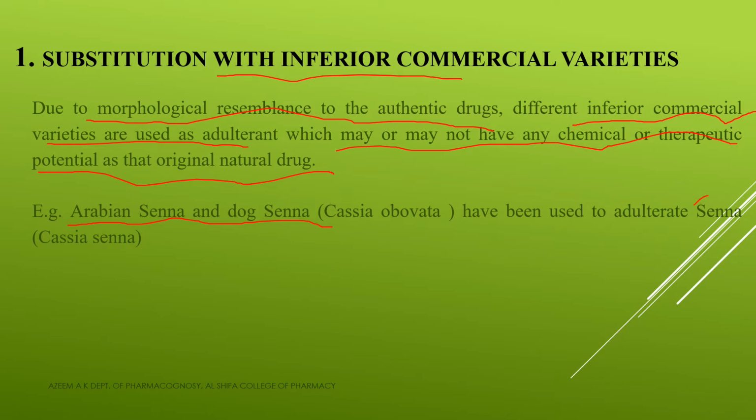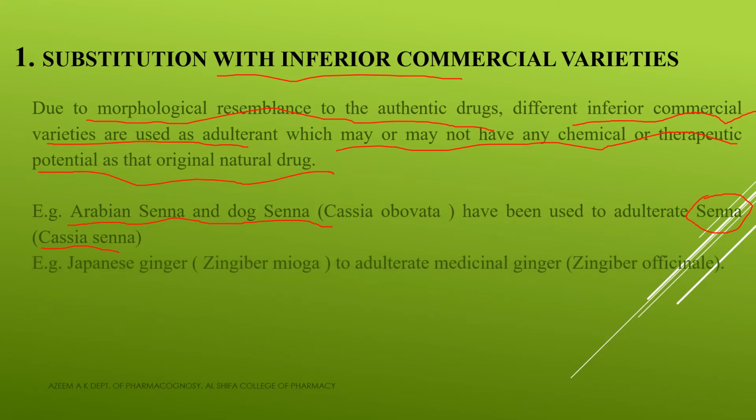Now the common example is Arabian senna and dog senna being used as adulterants to senna. Senna is an Indian variety. Senna is mainly cultivated in southern parts of India, and this drug has a great amount of anthraquinone glycosides. The original name of senna is Cassia angustifolia or Cassia auriculata. And instead of this senna, if you are adding Arabian senna or dog senna, that is Cassia obovata, then this comes under this category of adulteration, that is substitution with inferior commercial varieties. So Arabian senna and dog senna can be used as adulterants for Indian senna.